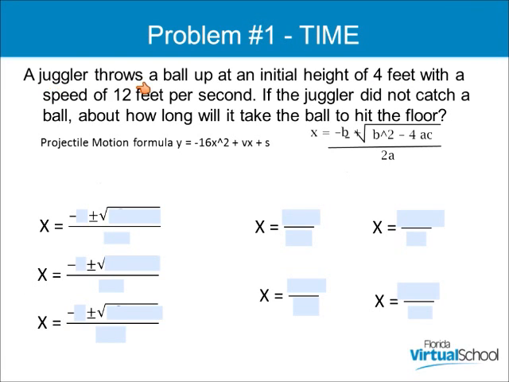So let's check out this one. A juggler throws a ball up at an initial height of 4 feet with a speed of 12 feet per second. If the juggler did not catch the ball, about how long will it take the ball to hit the floor?